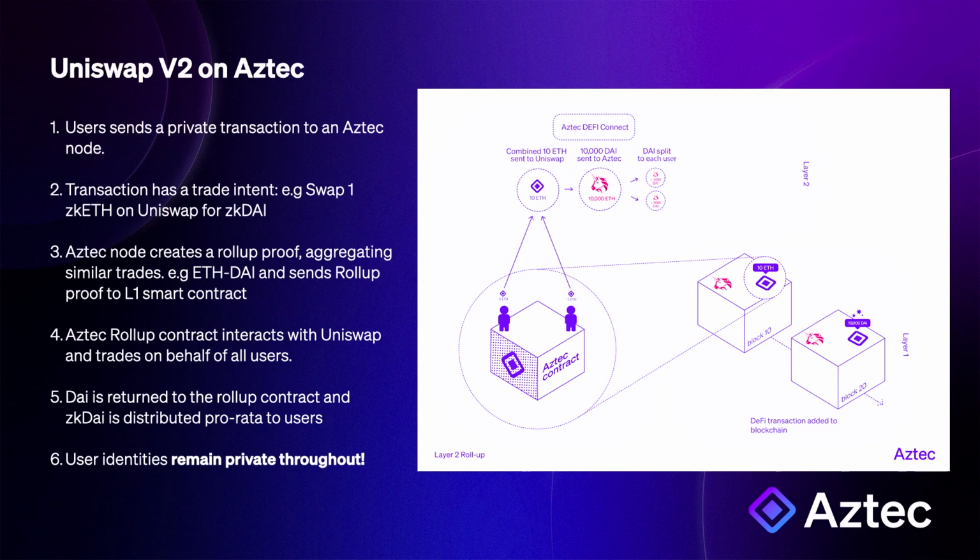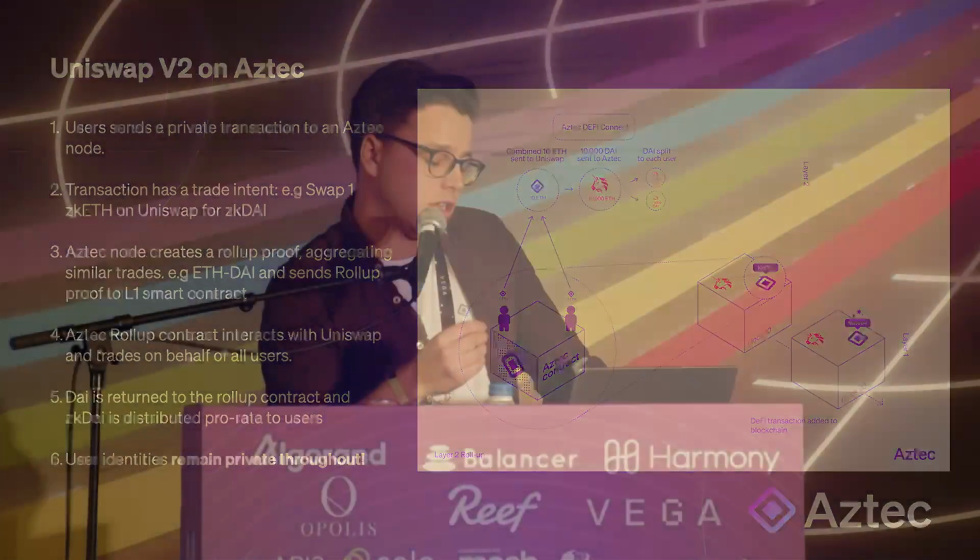So then the rollup sends a transaction out to Uniswap, receives back an amount of DAI, and this is sent back to the rollup contract, and it's distributed pro rata to all the users on Aztec. So if you put in 1 ETH and I put in 9 ETH, I'd get 90% of the proceeds, and you'd get 10% of the proceeds. And that happens trustlessly by the Aztec nodes. They're incentivized to do that. And yeah, the most important part of this is that user identities are hidden throughout.